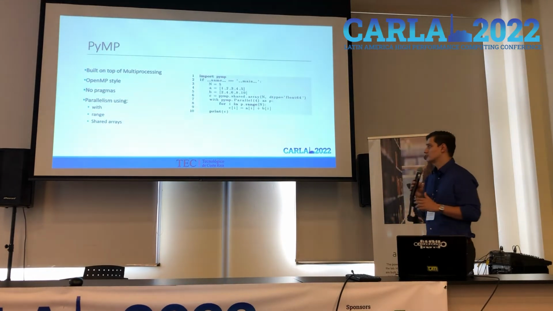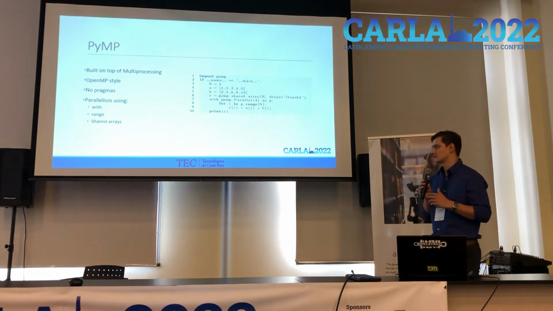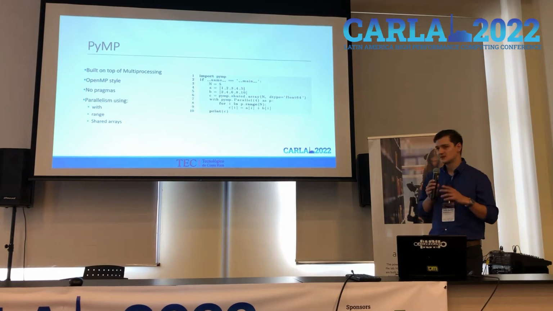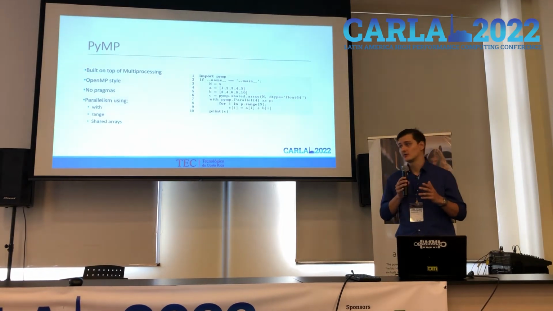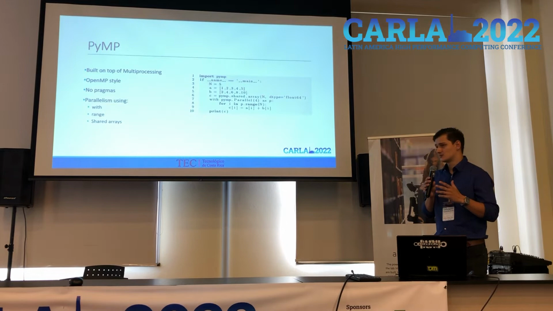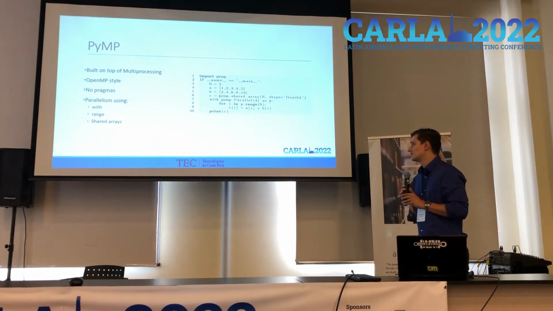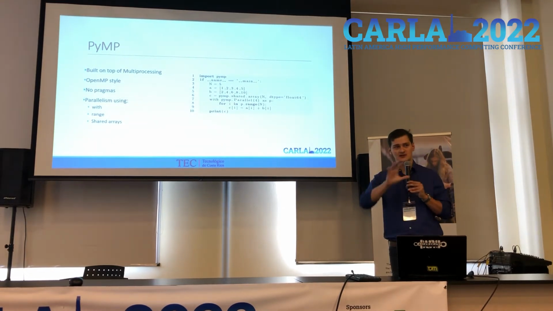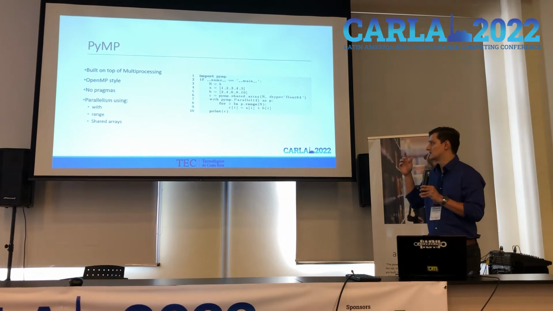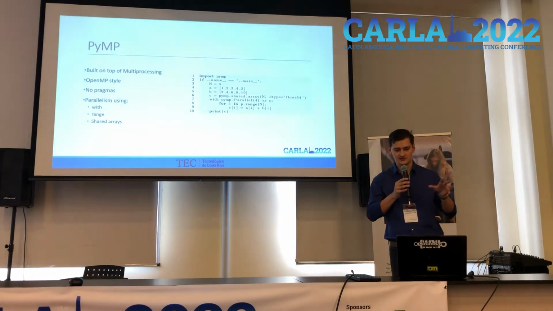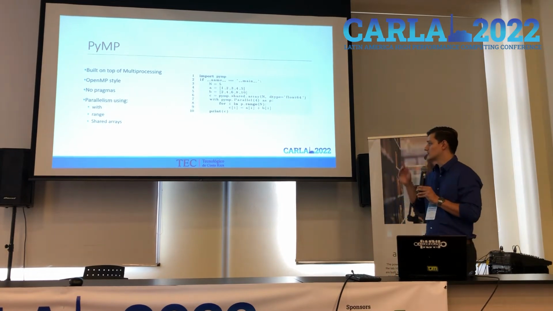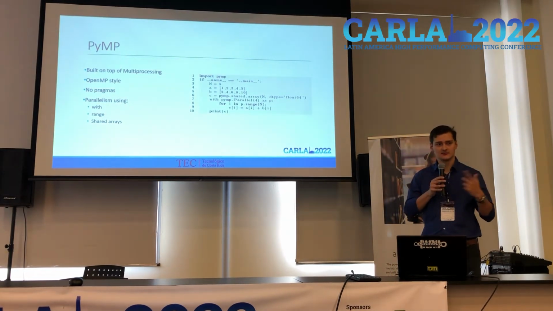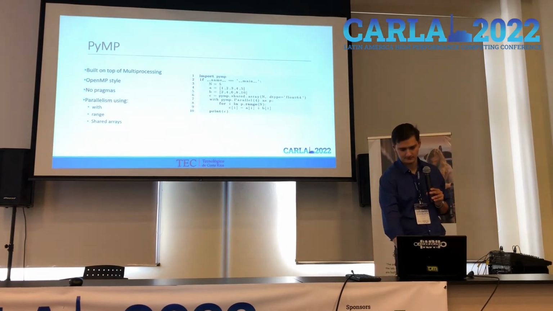PyMP is built on top of multiprocessing. It has a programming style very similar to OpenMP. Python doesn't allow pragmas, so you have to use language constructs for this. The main way to use parallelism is through the with instruction, which creates the parallel context. The range instruction is used in for loops in order to split the data across cores. And you also have to use shared arrays in order to handle the data better.